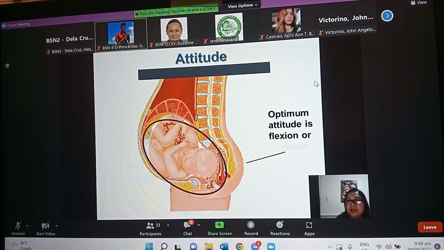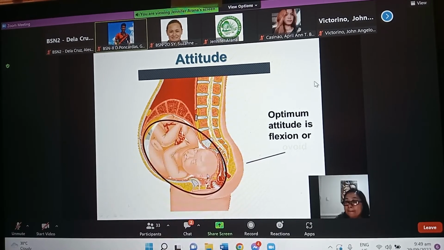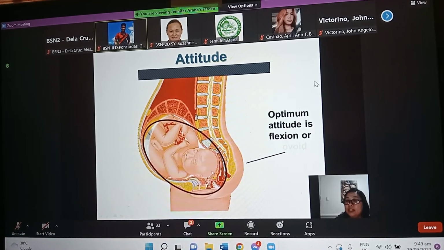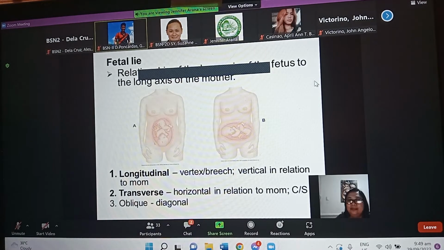So this is what will happen when the child is in full flexion attitude. The first to come out of the maternal pelvis would be the diameter of the fetal head which is the smallest, only 9 or 9.5 centimeters.